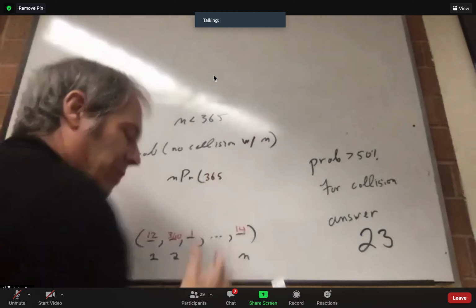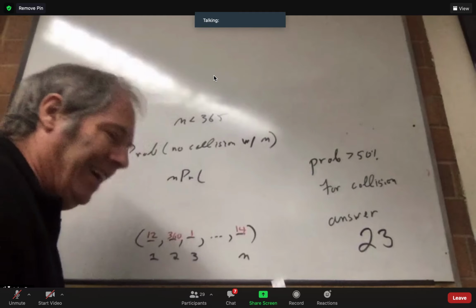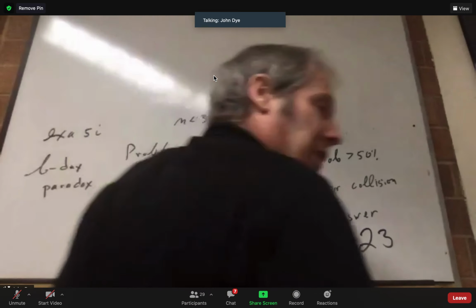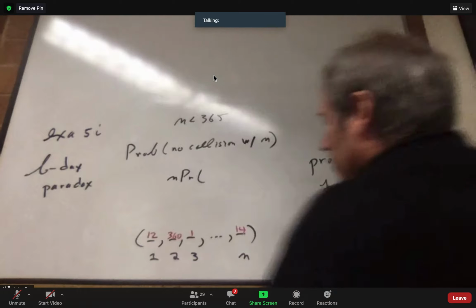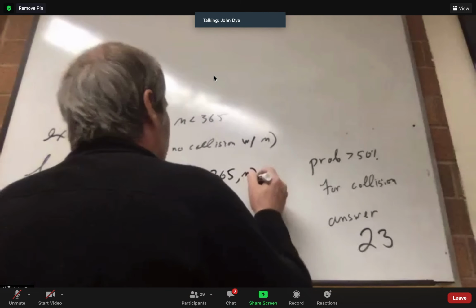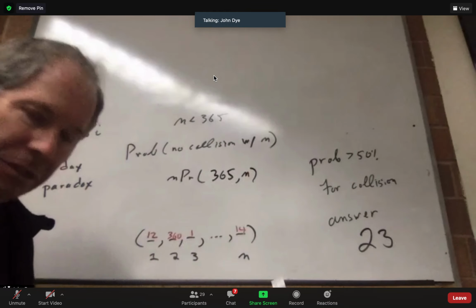365, or is it n? Which one's n, which one's r? Oh my gosh, how can I not know that? How can I forget it? 365 comma n. So there's 365 possibilities. We're going to choose n, and we're going to count all the permutations. That will cover all the red situations.